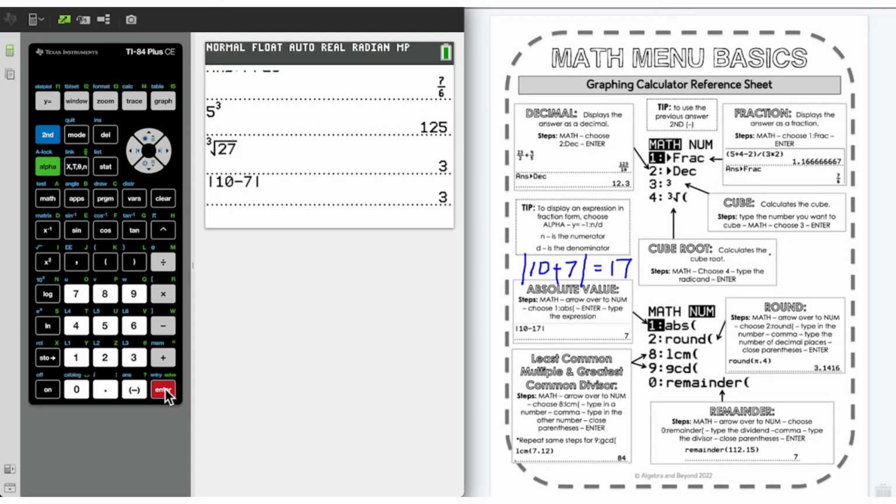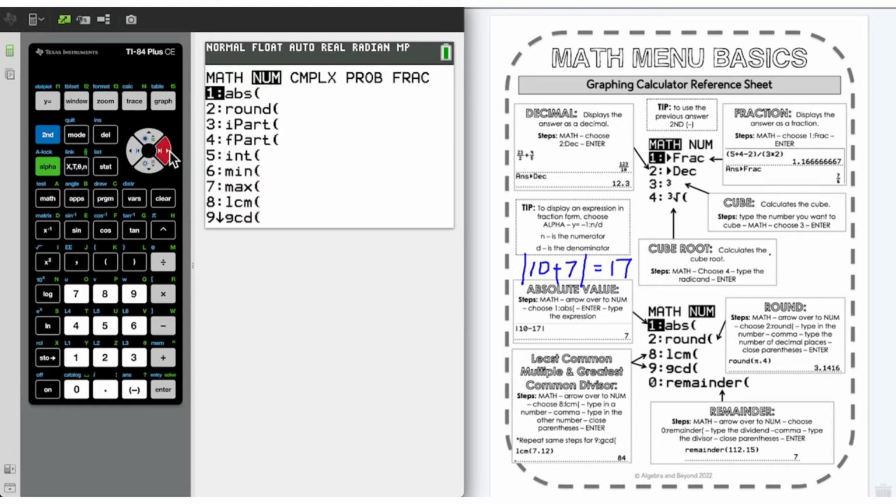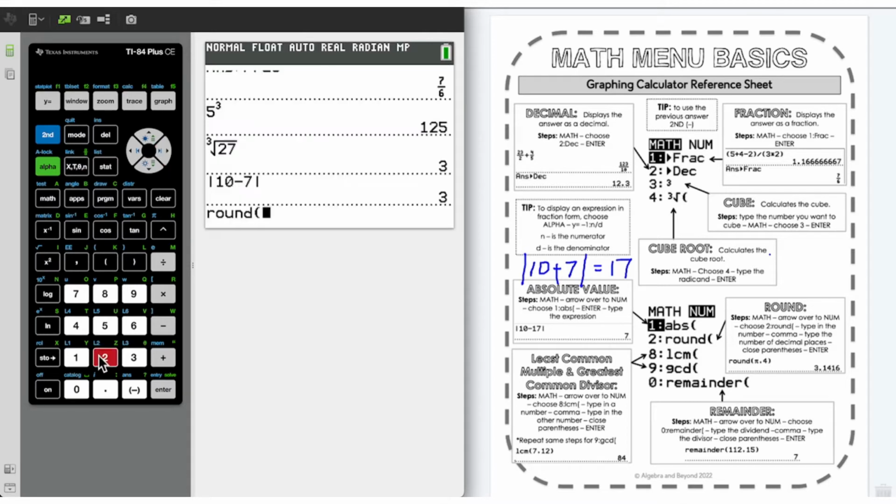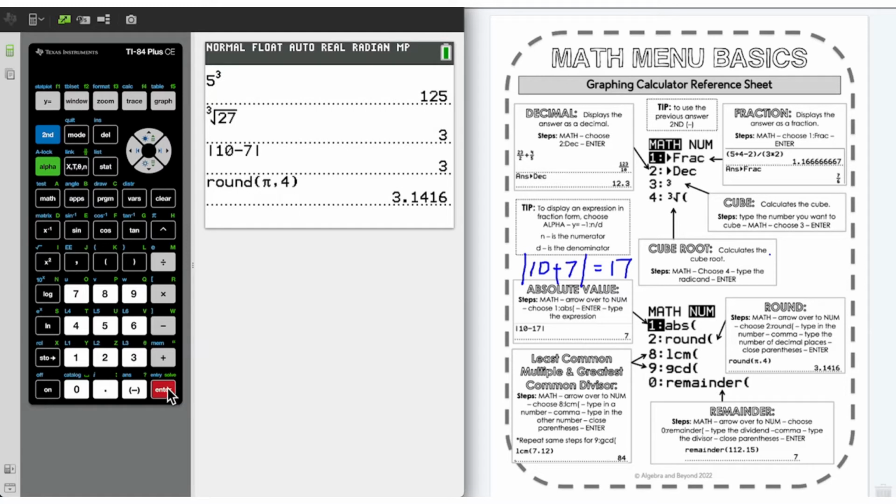Another one is rounding. Students often forget how to round. So sometimes it's good for them to say, okay, did I do this right? Let me check. So for example, we'll go back to the math menu, arrow over to number option, and we'll choose number 2, round. And let's just round pi. And again, teaching them to use the second key, pi, and then we'll do comma, and choose how many decimal places. And you can see it rounded for us. So that's a good way for them to check.